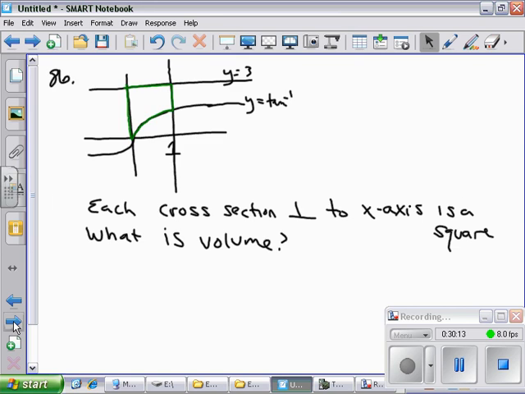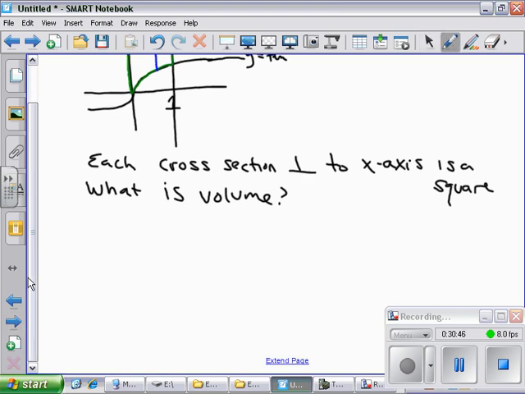All right, so the next question, 86, it's the volume with known cross sections. They give you a region bound by the y-axis, the graph of arctan of x, the horizontal line y equals 3, and the vertical line x equals 1. So you have your region here, and they tell you that every slice perpendicular to the x-axis is a square. When you see that every slice is a certain shape and they ask you for the volume, how are we going to get volume?